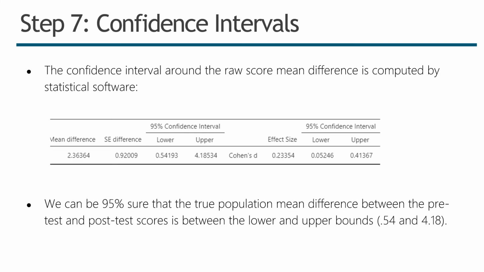I'm not going to go through the computations for the confidence intervals here. We did that in previous videos, in previous chapters. Right now we're just getting these confidence intervals from the output of statistical programs. The output I have here is from Jamovi, and it shows us the mean difference as well as the 95% confidence interval around that mean difference. Okay, so I can be 95% sure that the true mean difference in the population is somewhere between 0.5 and 4.18 in raw score units.